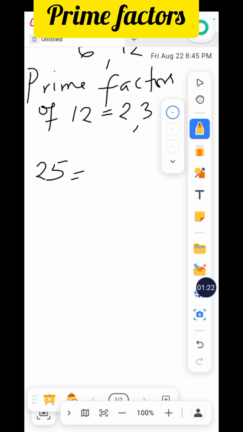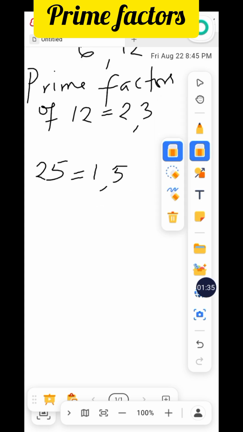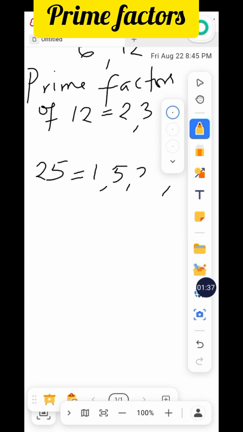25. What are the general factors of 25? 1, 5. Oh, a mistake. 10 is not part of it. Okay, let me find a way of rubbing it out. Okay, so 1, 5, and 25 are the general factors of 25.